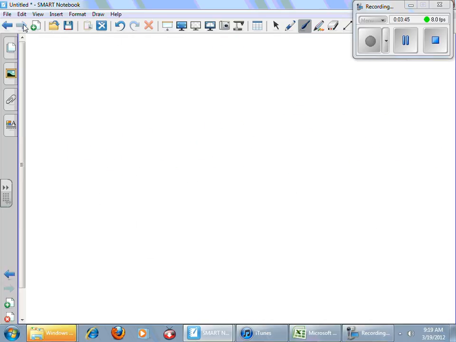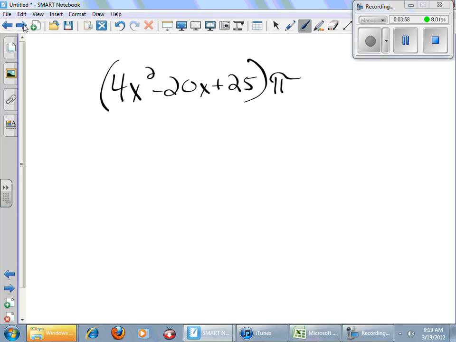All right, problem 2. We are given this, 4x squared minus 20x plus 25, times pi. And it says units squared. That must be an area. Well, it does say in the beginning if a circle has an area, find the diameter of the circle. Well, I know the area of a circle is found by doing pi r squared. I'm going to factor this to see if I can end up with an r squared. I already have a pi. If I could end up with an r squared, I'm in business.